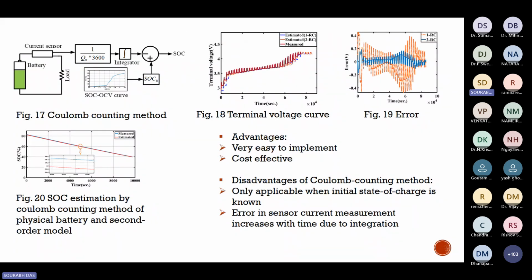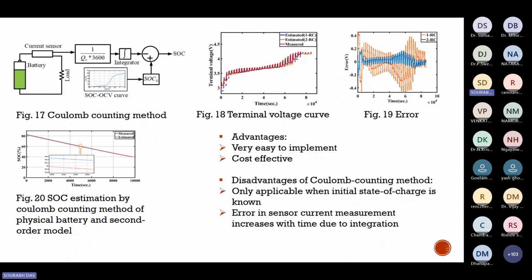Figure 17 is basically a block diagram for the Coulomb counting method, where I have shown that if the battery is connected to a load, then we can measure the current using the current sensor, and that current can be used for the SOC estimation, and the SOC curve is used to modify the conventional Coulomb counting method to accurately estimate the SOC of the battery.